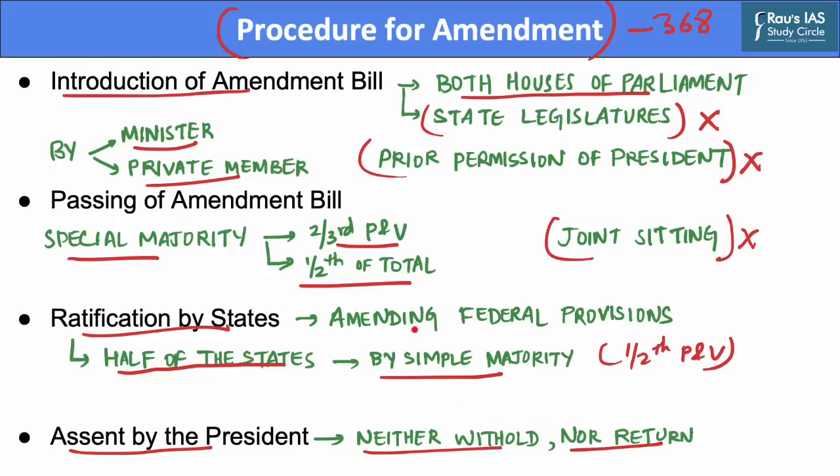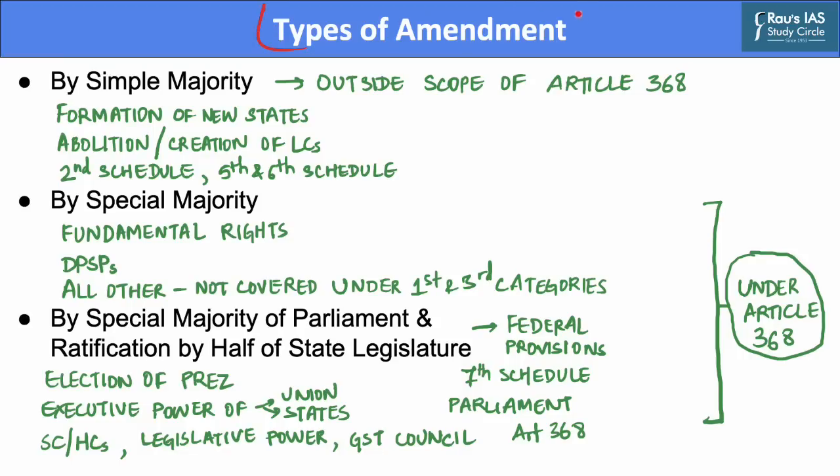Now, what are the types of amendment of the Constitution? Let's have a look. Article 368 of the Constitution provides for two types of amendments, that is, by special majority of the Parliament, as well as special majority combined with ratification of half of the state legislatures. But there are some articles that provide for amendment of certain provisions of the Constitution by simple majority of the Parliament, that is, majority of members of each house present and voting. Notably, these amendments are not deemed to be amendments of the Constitution under Article 368.